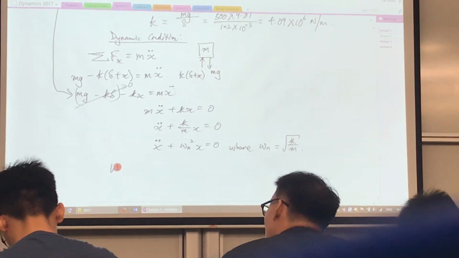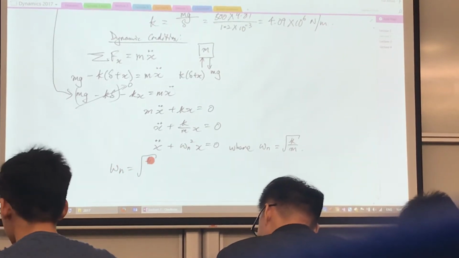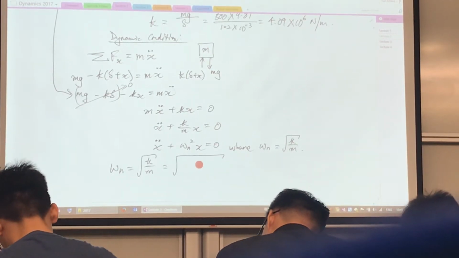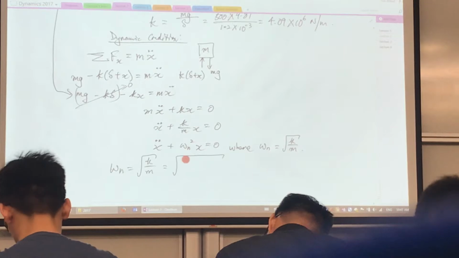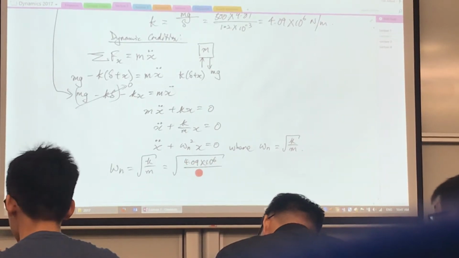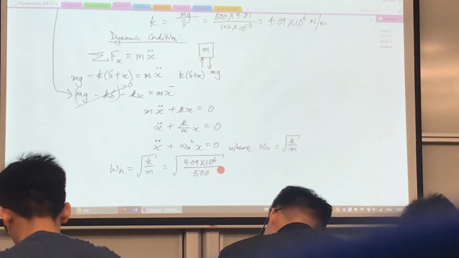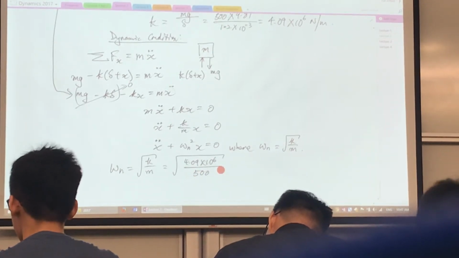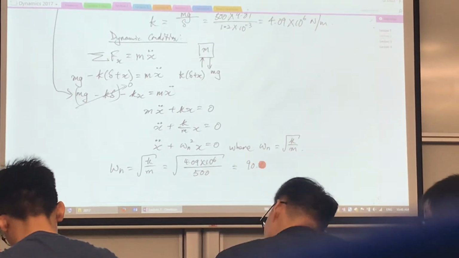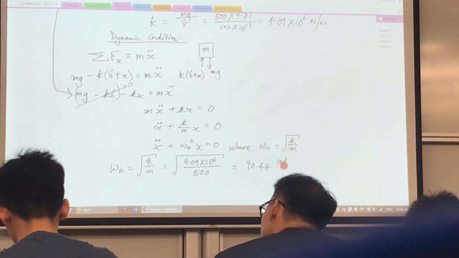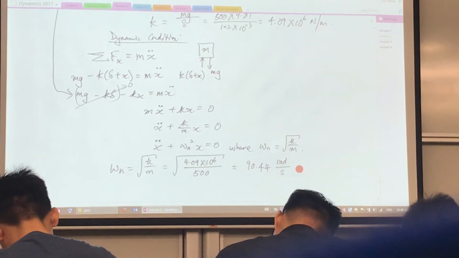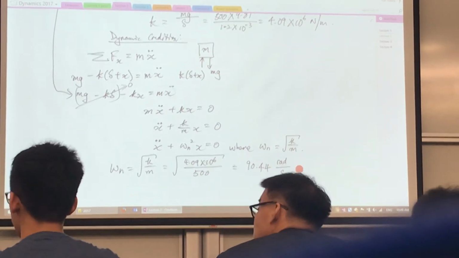So the question wanted us to find out what is omega n. So hence we can substitute our k value in there. So k is 4.09 times 10 to the power 6, and the mass is 500 kilograms. So if you were to solve that, that will be equal to 90.44 radians per second. That's the units for natural frequency.